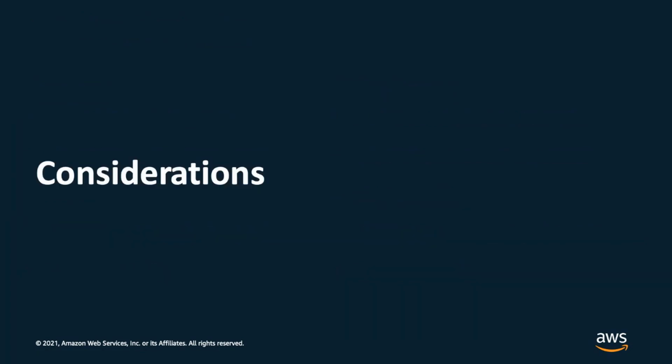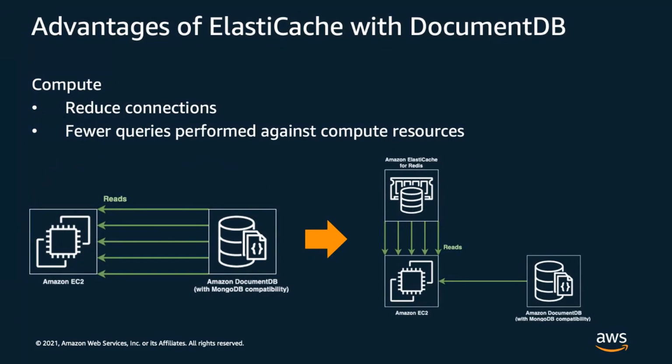Let's talk about considerations. Why would I do this? Where does this make sense, and what kind of workloads and architectures will I do this for? Well, from a compute layer, we can leverage ElastiCache to reduce the number of connections to DocumentDB. Now, DocumentDB has limits and quotas around the number of cursors and connections it can handle on the instance level. For example, at the time of this recording, our R5 24XL instances can handle up to 30,000 connections per instance.